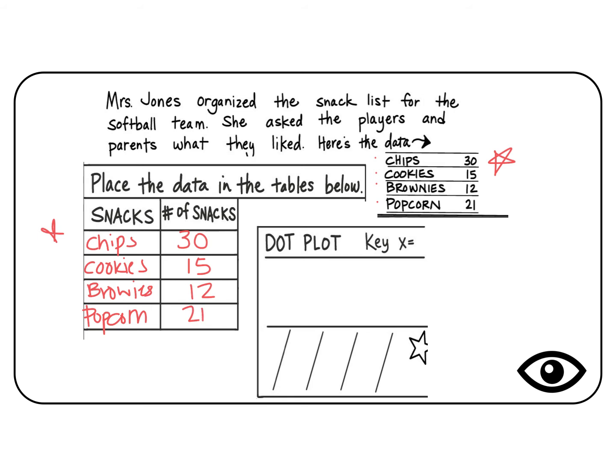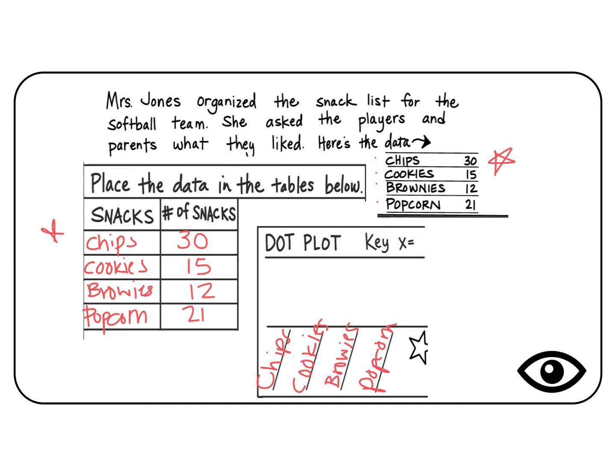So in order to make some meaning of these things, we're going to graph it. On our little dot plot here, I'm going to take all the names of the snacks and write them along the bottom. So first we had chips, then cookies, then brownies, then popcorn.